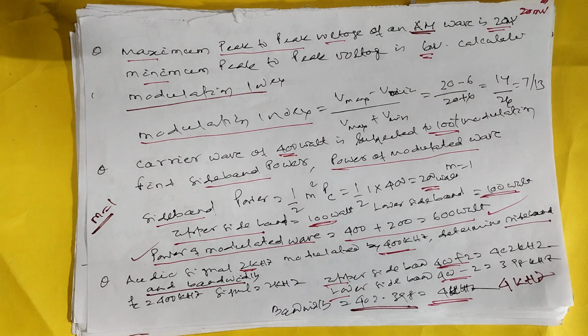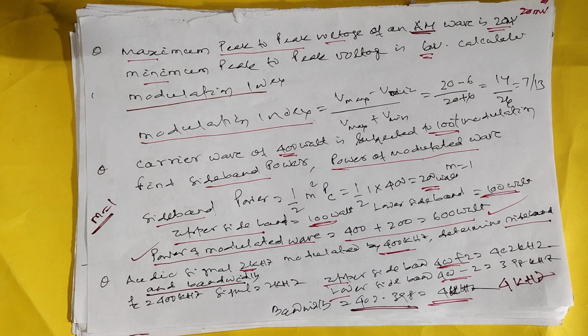Find the sideband power and total power. Sideband power is half m square into Pc. m is equal to 1, Pc is equal to 400. So 200 is both sidebands: lower sideband 100, upper sideband 100. And total power is the sideband power plus the carrier wave power: 400 plus 200, 600 watt.